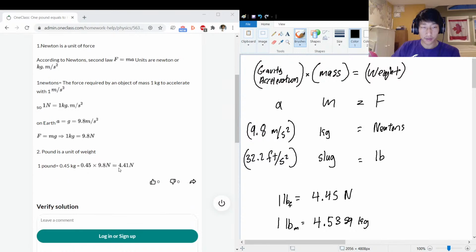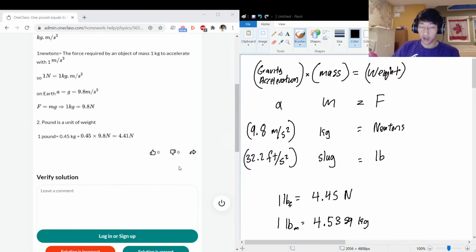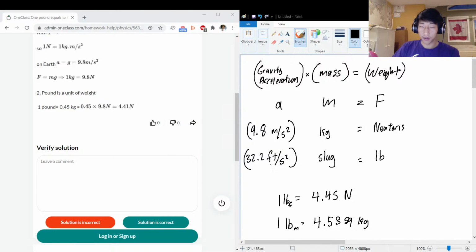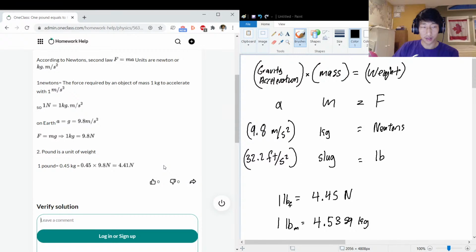The world is a strange place where sometimes we have lb for pounds and we think about mass, but it's actually a force. Things could be a lot easier if we all just agreed to use the same unit, but keep in mind that a pound of force is about 4.45 newtons. That's what I found on Google. So the solution here is a little bit different.